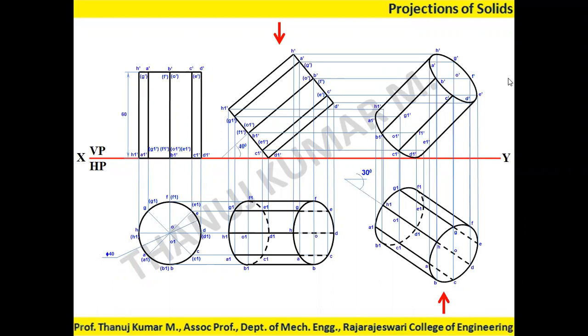Then the invisible generators and the invisible portion of the cylinder are to be drawn. So first, the invisible portion of the base of the cylinder is drawn, that is H1 dash, G1 dash, F1 dash, this curve line, F1 dash, E1 dash, D1 dash, the other curve line, using French curves, or you can draw using freehand, making sure that the curve line you're drawing touches the corners like this.